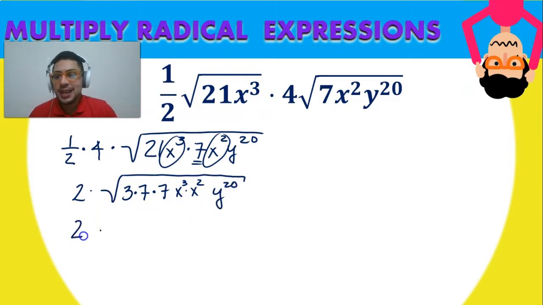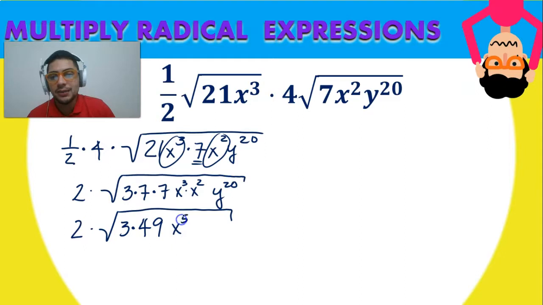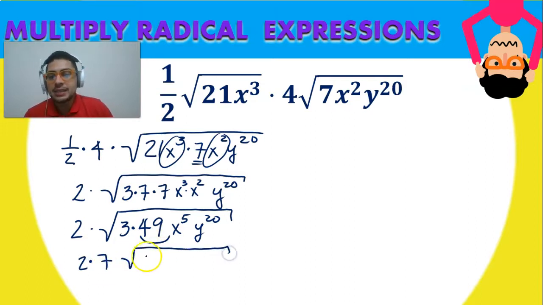Now, we just have to do some simple math, and we multiply 3 times, and then 7 times 7 is 7 to the power of 2, or you can also write that down as 49. And then, as we mentioned before, x to the power of 3 times x to the power of 2 is x to the power of 5, y to the power of 20. Now, that 49 is a perfect square, and the square root of 49 is 7, so you can take it out. And now, whatever is inside is the 3, which is not a perfect square, so it's not going to come out.